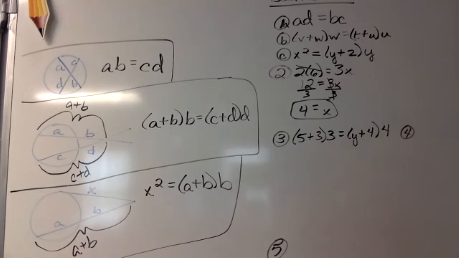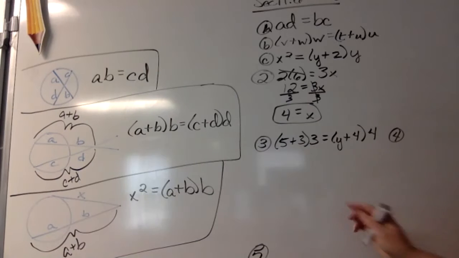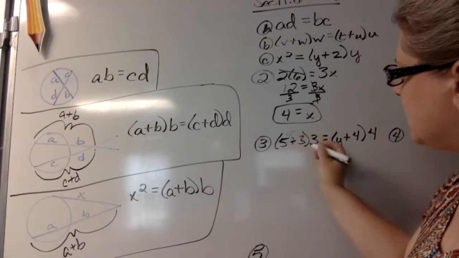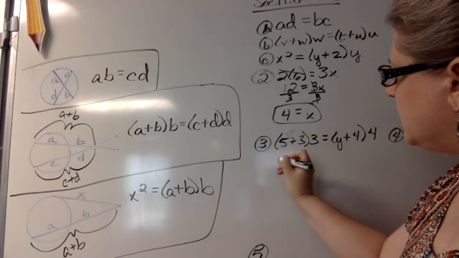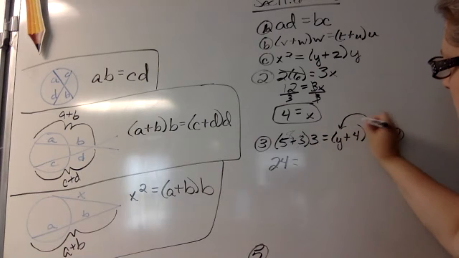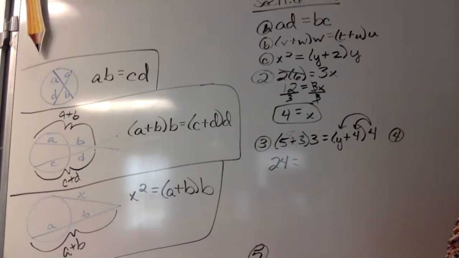So this one you have to do a little bit more work because we end up having to use the distributive property. But we already said, hopefully you knew 5 plus 3 was 8. So 8 times 3, you got 24 here. We're good with that part. Over here, I can't add y and 4 together. So I'm going to have to use the distributive property. I got to multiply 4 times each thing in there. So 4 times y is 4y. 4 times 4 is 16.